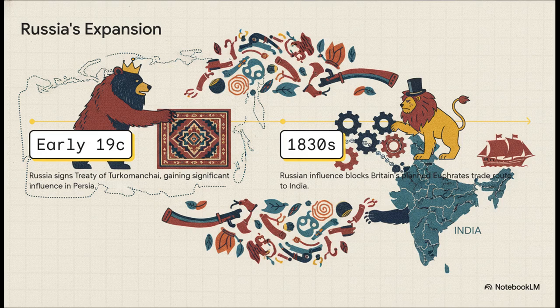And what this timeline really shows us is just how calculated Russia was being. Gaining influence in Persia wasn't just about grabbing land. It was a major power play. By blocking British trade routes, Russia was flexing its muscles and pushing its influence right up to the doorstep of British India. This threatened the very source of Britain's imperial wealth.